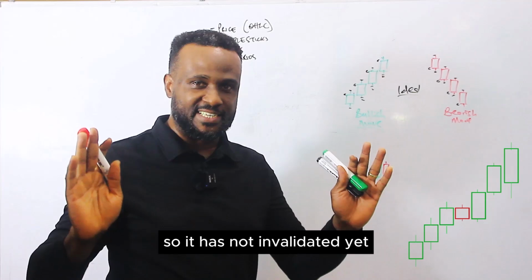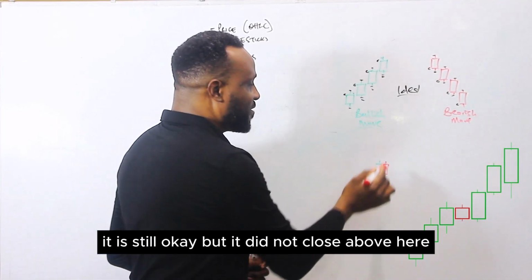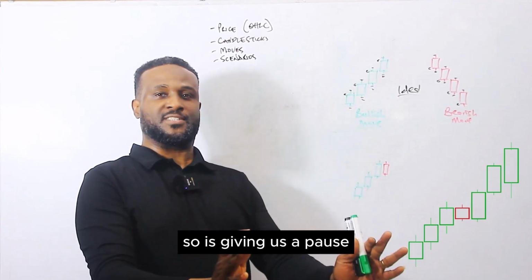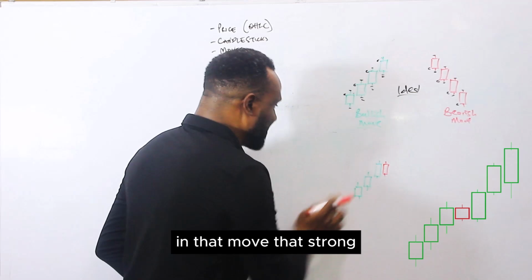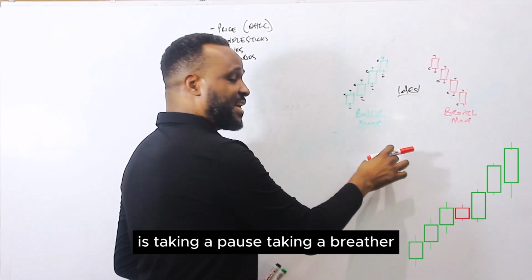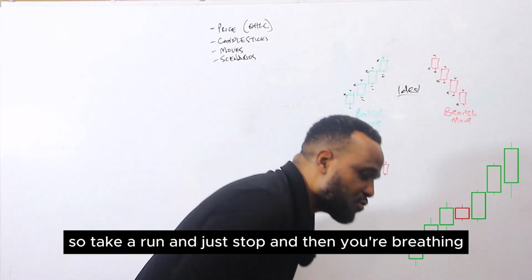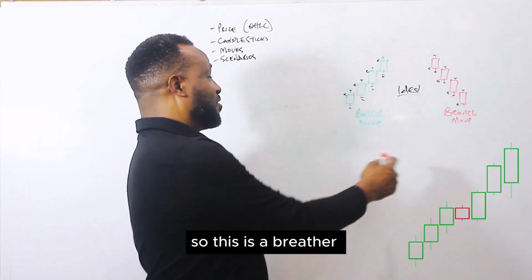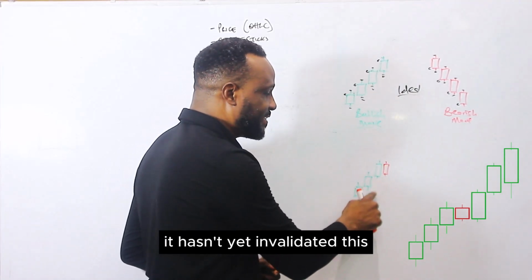So it has not invalidated it yet. It is still okay. But it did not close above here. So it's giving us a pause. That's what it's called, a pause. Price is taking a pause in that strong bullish move that started to happen. It's taking a breather. So take a run and you just stop and then you're breathing. So this is a breather, right? It hasn't yet invalidated this.